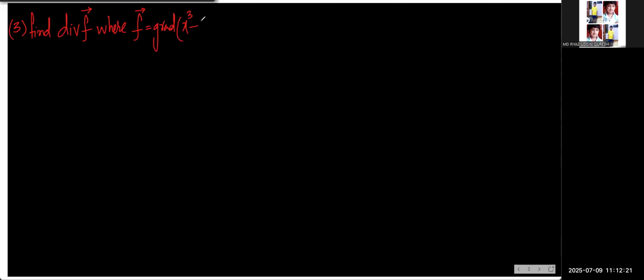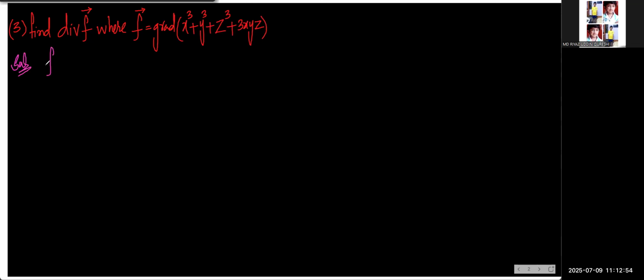Plus y cube plus z cube plus 3xyz. This is the value of f, which is not clear. It means you have to remove this symbol, gradient of this. You have to do it, then you will get f value clearly. Then later on we have to go for divergence. So let me do it one by one. Solution.